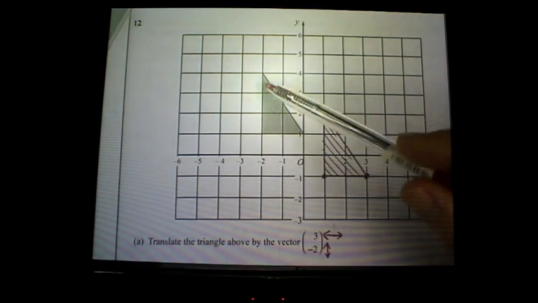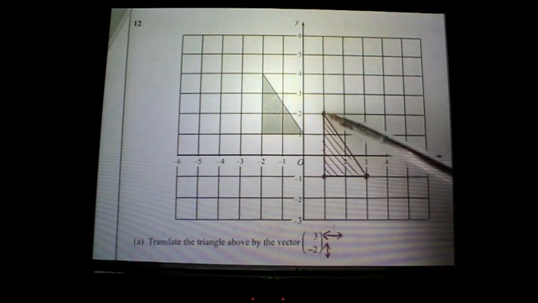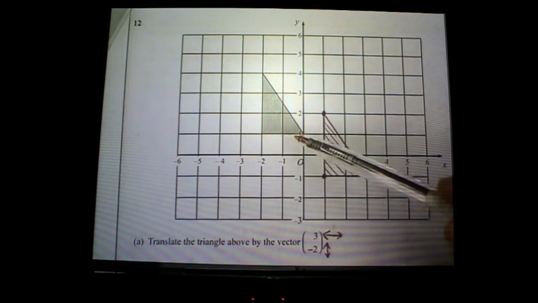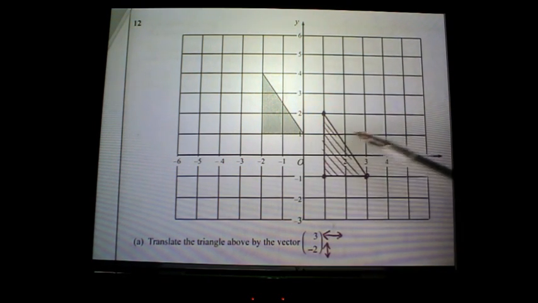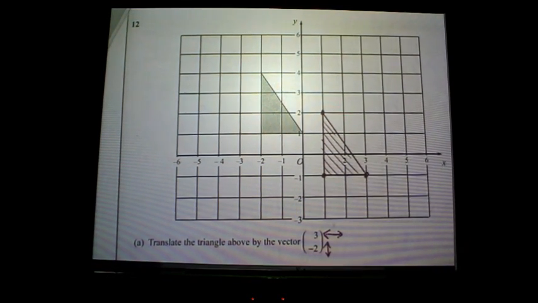So move each point 1, 2, 3, and 2 down. I'll draw little blobs. 1, 2, 3, and 2 down, and 1, 2, 3, and 2 down, and just draw it up. You don't need to shade it in. I've just done it so it shows up on the visualizer for you.